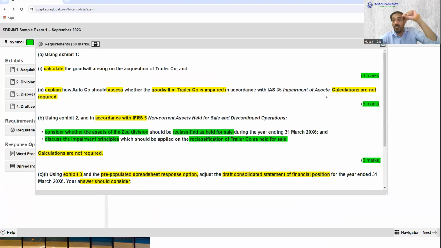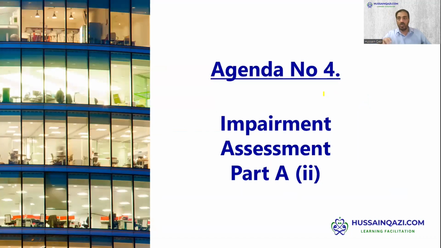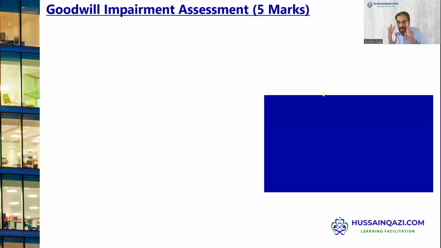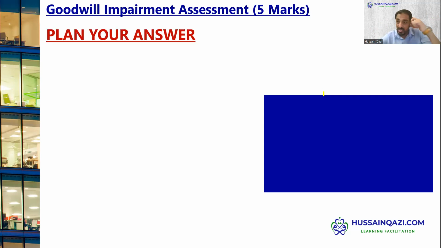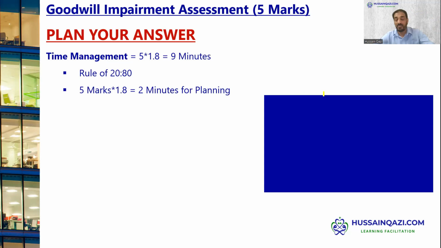Here the requirement is more about explaining the principle with consideration of the case. But make sure, before attacking, before entering into war, you must have a great plan. Number one, plan your answer. Plan with respect to time. You have a 5 marks question, total 9 minutes. You need to invest 20% of the time for planning. Planning includes reading, understanding the requirement, and brainstorming the key points.